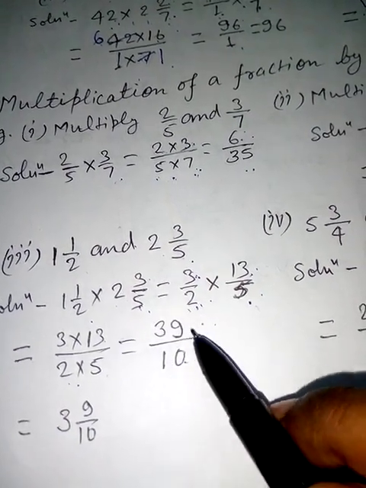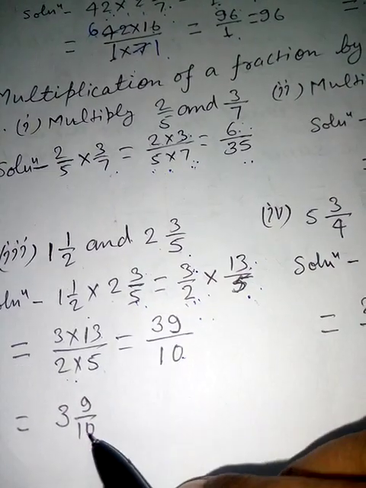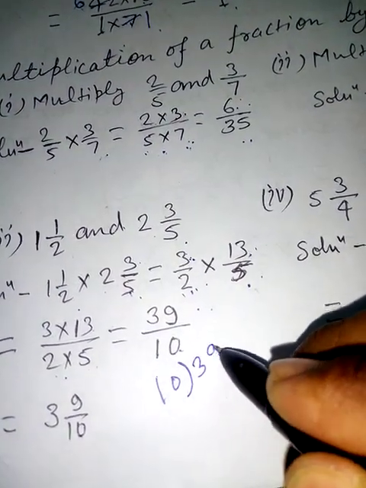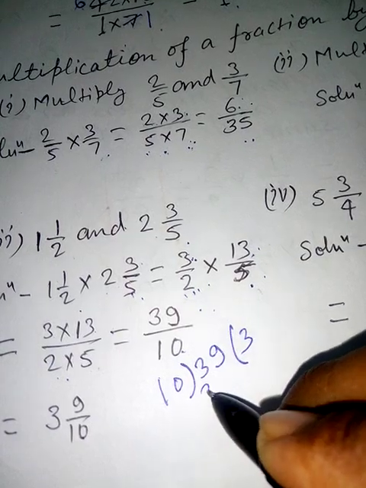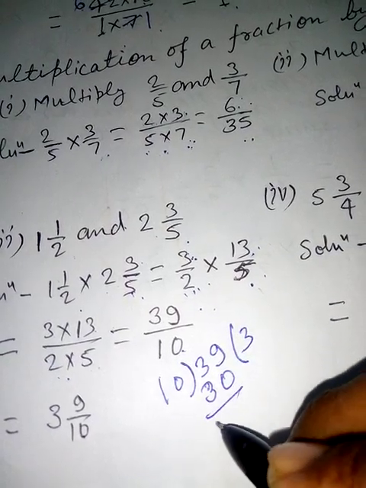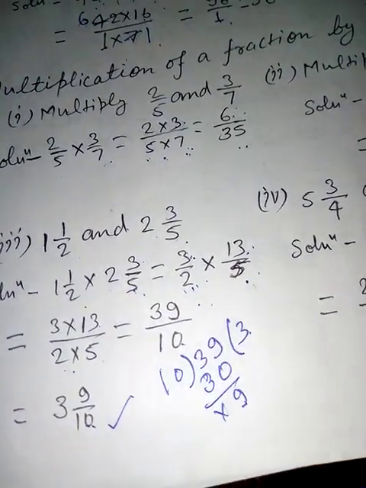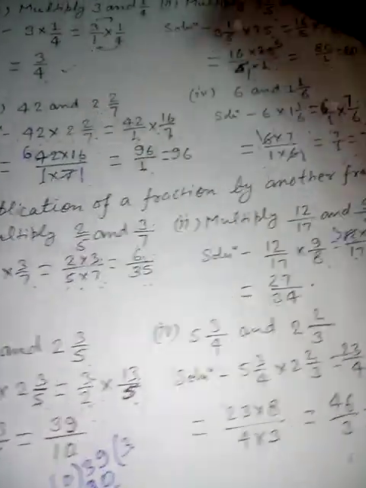This can be written as a mixed fraction like that. 39 divided by 10: 10 threes are 30, the remainder will be 9. So 3 whole 9 by 10 you can write. Okay.